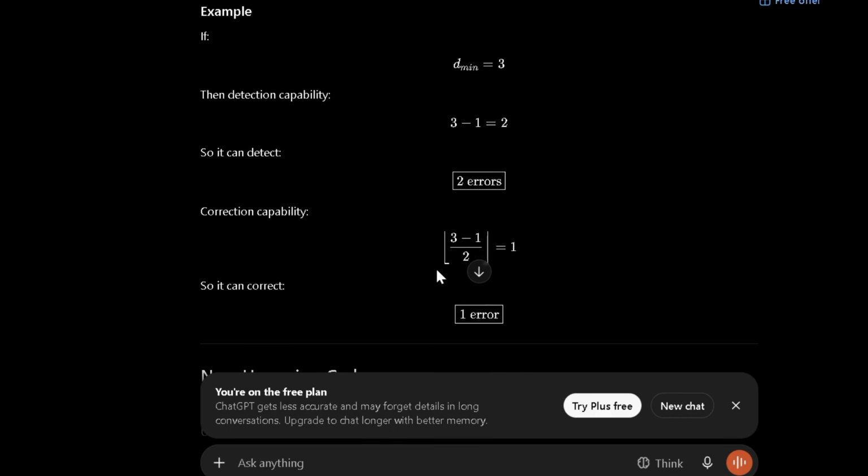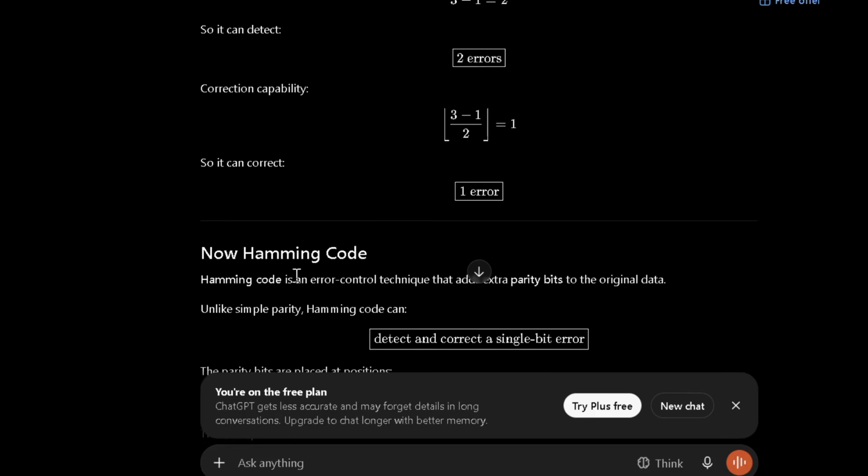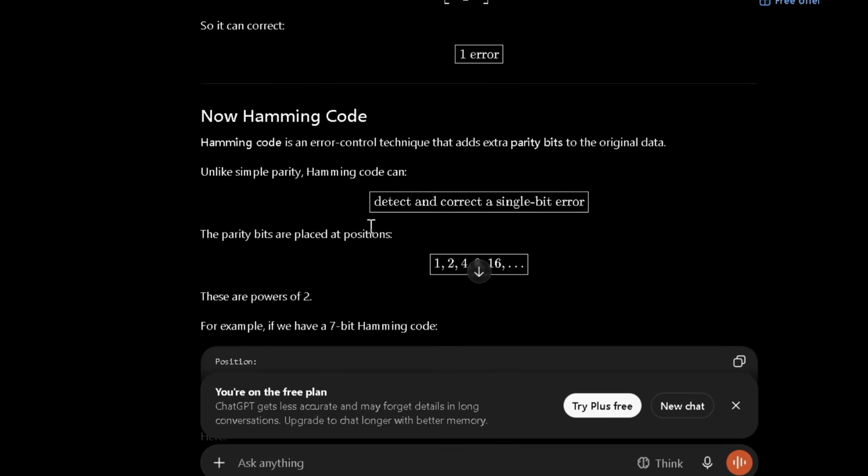Now, Hamming code. Hamming code is an error control technique that adds extra parity bits to the original data. Unlike simple parity, Hamming code can detect and correct a single bit error. The parity bits are placed at positions 1, 2, 4, 8, 16. These are powers of 2.